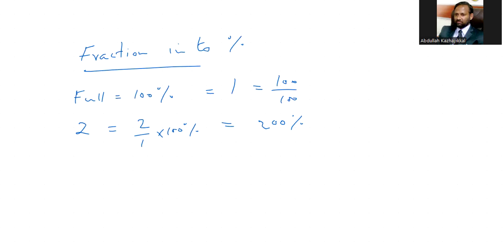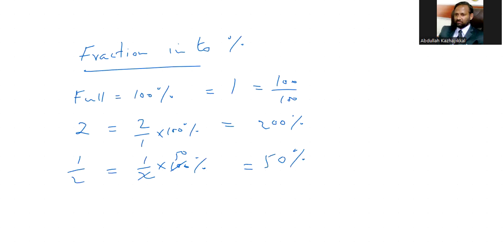Now what do you mean by half? Half means we can do half into 100%. Percentage, we call 100 by 100. That means we can cut this and get 50. 50% is half, very clear. Any doubt?